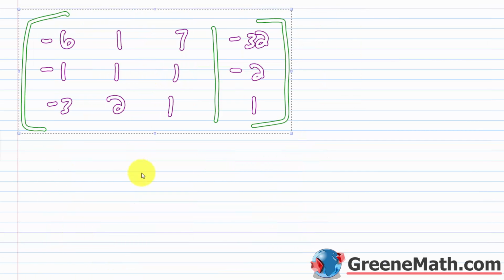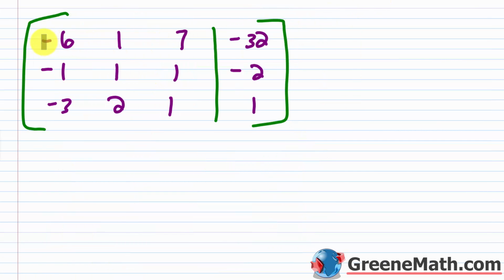All right, so let's paste that in. So again, I want this top left entry to be a 1. The easiest way to do that is just to multiply this first row by the reciprocal of this number. I can label this as row 1, row 2, and row 3. You don't have to do this, but it's nice to show what's going on. So I'm going to multiply -1/6, which is the reciprocal of -6, by row 1. That's going to give me my new row 1.